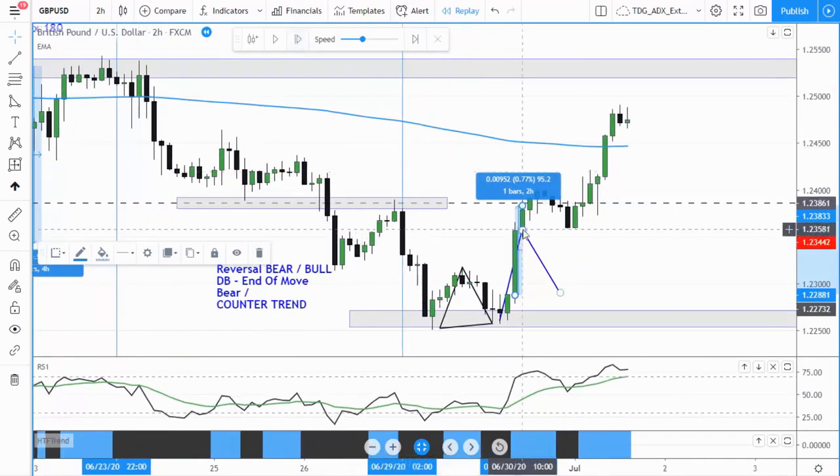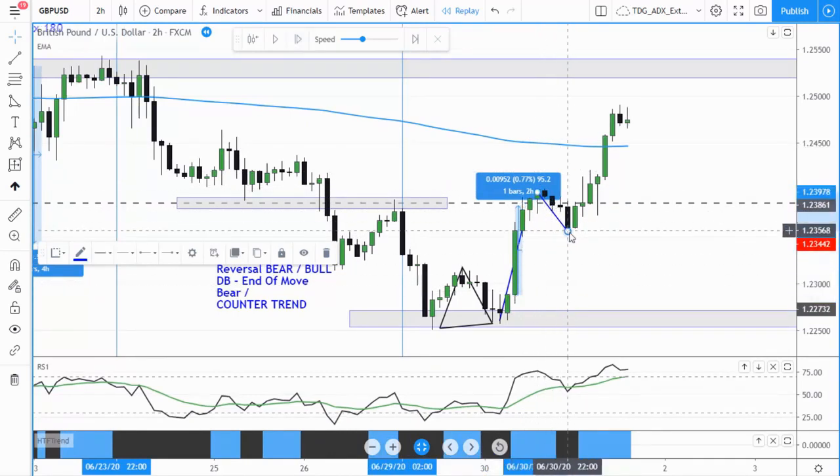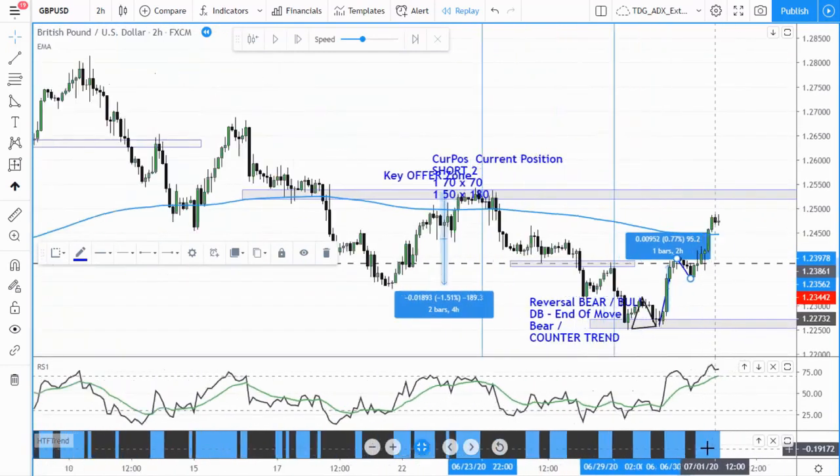So this thing went further than we originally anticipated, and the retracement was shallow. What's that? That's a sign that there is good strength behind that directional move. Okay, so now let's just recap what we just covered.